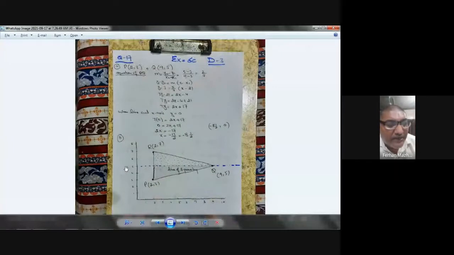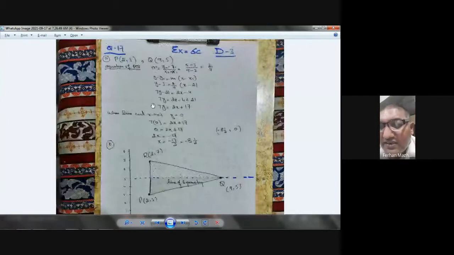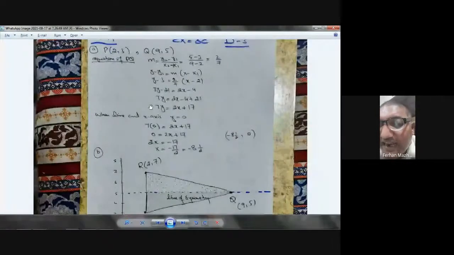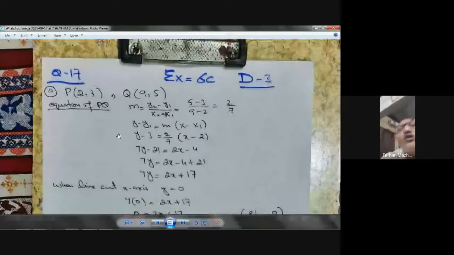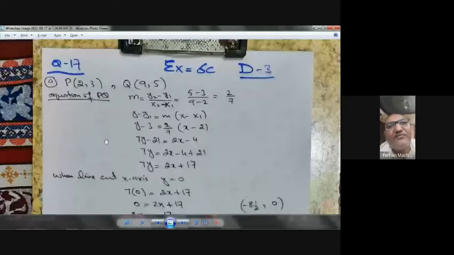The coordinates of the points P and Q are: the point P is 2, 3, and the point Q is 9, 7. Part A says, find the coordinates of the point where the line passing through P and Q intersects the x axis. First of all, I need to find the equation of the line joining P and Q. For that purpose, I first need to find the gradient of PQ.